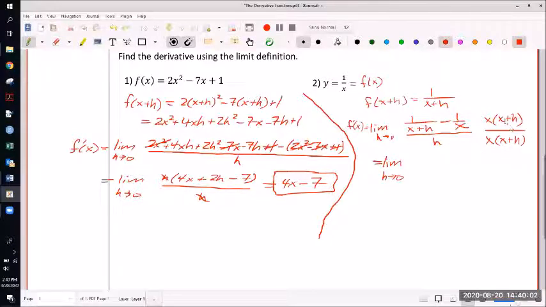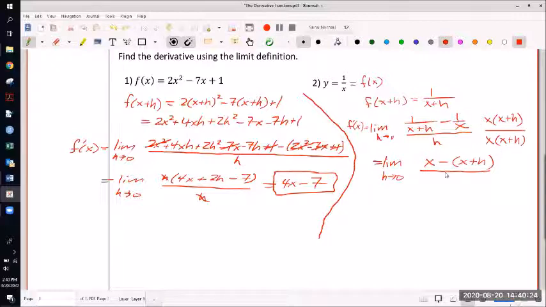Now multiplying this x times x plus h times both of these terms, when I multiply it by this term, the x plus h cancels, leaving me an x. And when I multiply it by this term, the x's cancel, leaving me with the x plus h. There's a negative sign here, so I want to make sure I keep the parentheses there because that negative sign will distribute. Okay, that's it.